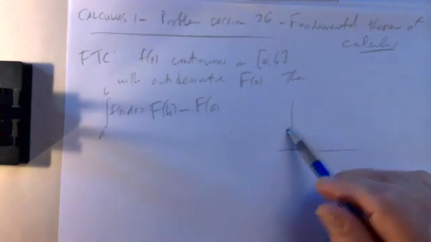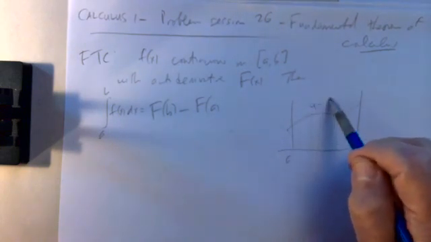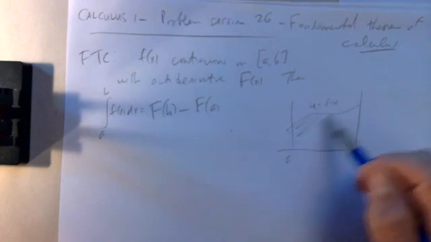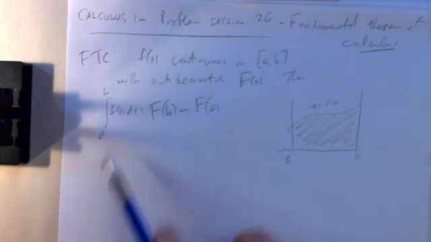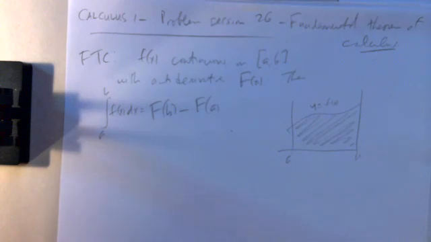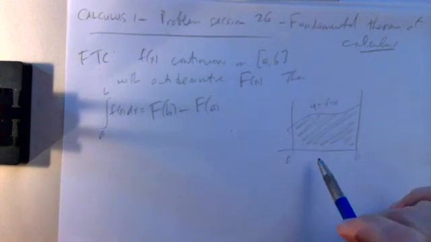So for example, a, b, and here you have the function y equals f of x, and you want to find the area under the curve. That's what the definite integral tells you. You find the antiderivative, and it's the difference of the antiderivative evaluated at the endpoints.